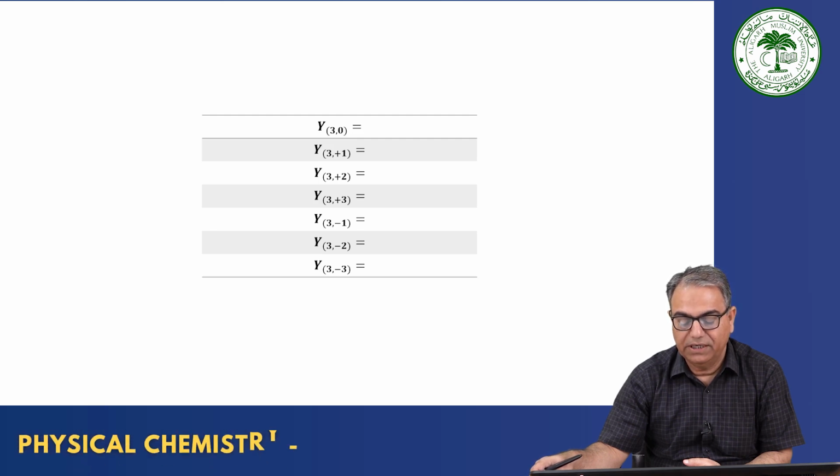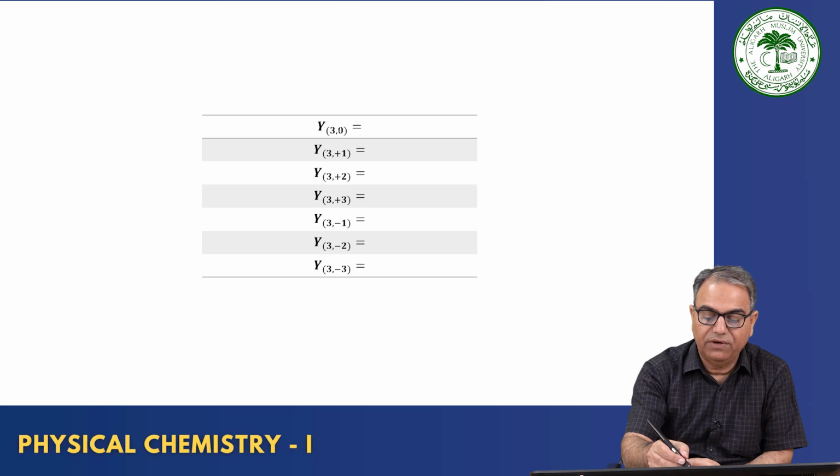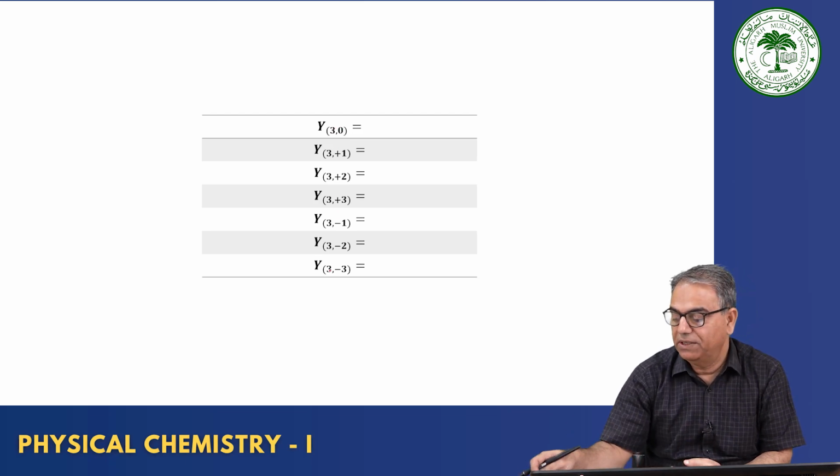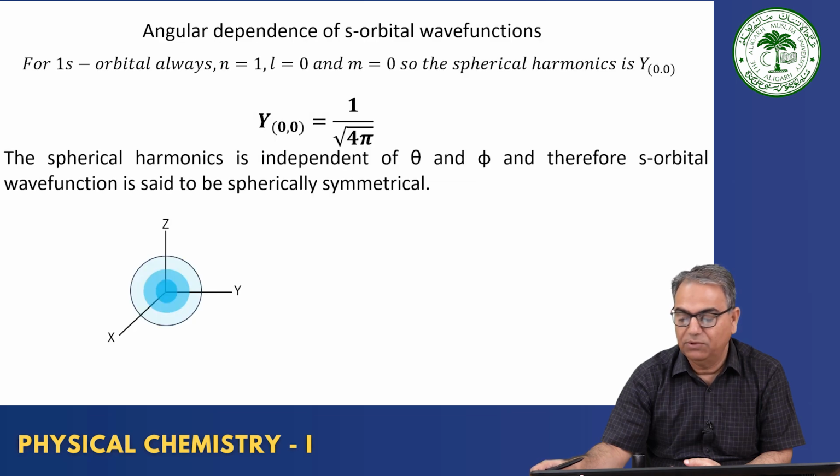y3 plus 1 is not there. See how many of this is there? 1, 2, 3, 4, 5, 6, 7 is there. So you can copy it from any book or you can calculate these spherical harmonics yourself.